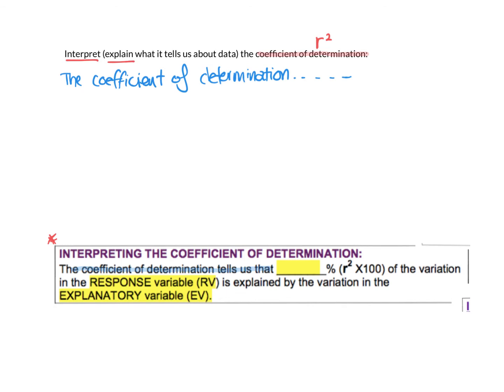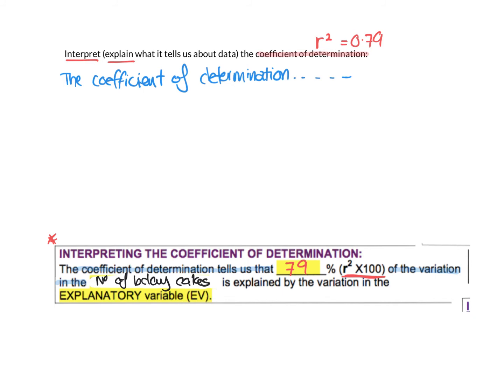Now our R squared was 0.79. So what you need to do is times that by 100. So I'm going to say that it tells us that 79%, and then I would keep writing what's here, of the variation in. Now, I would change this. I'm actually going to put what the response variable is. So what was the response variable in this? It was the number of cakes, wasn't it? Yes, number of B-day cakes. So I write that in there.